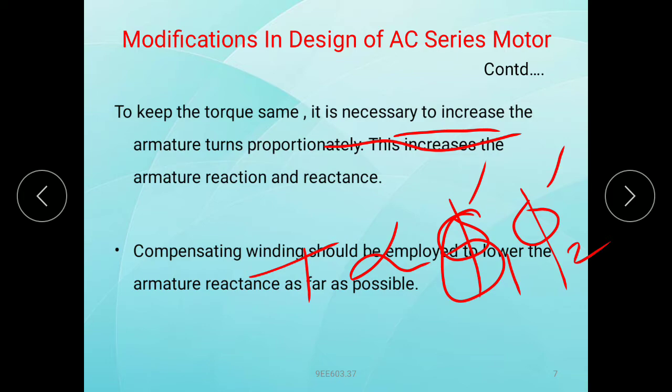So how can we improve? Compensating winding should be employed to lower the armature reactance as far as possible.